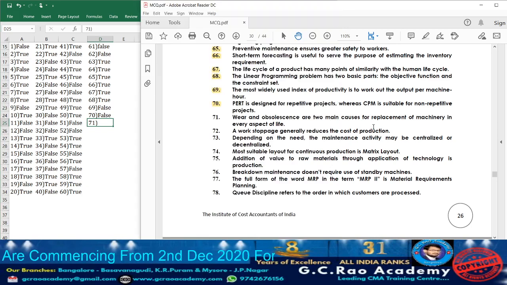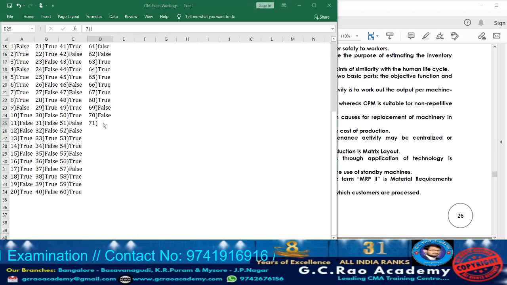Now let us move on to statement 71. What they are telling? Wear and obsolescence are two main causes for replacement of machinery in every aspect of life. Yes, that is true. Because usually due to wear and tear and due to the obsolescence itself, usually what happens, the machinery will be replaced. So accordingly, the statement 71, whatever they are given, it is true.